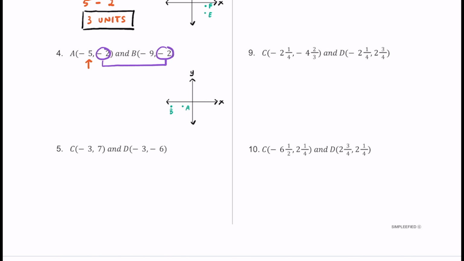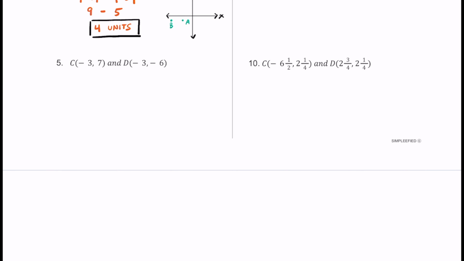And then we're going to go ahead and focus on this -5 and -9. Since they're in the same quadrant, we're going to subtract their absolute values. So we're going to use the -9 first, just because it has a greater absolute value, and then put the -5 second. The absolute value of -9 is 9. The absolute value of -5 is 5. 9 minus 5, that's going to be 4. So we know these are going to be 4 units apart from each other.